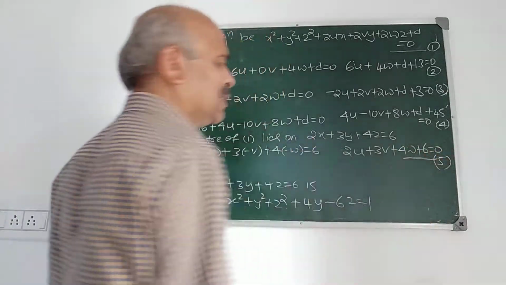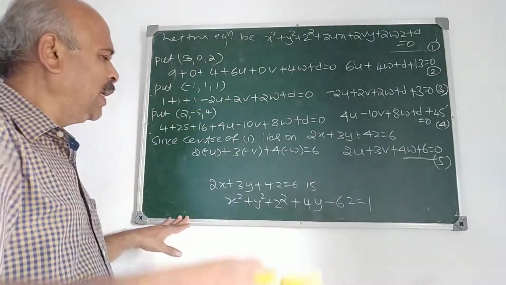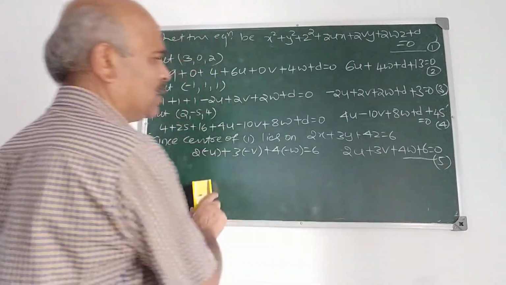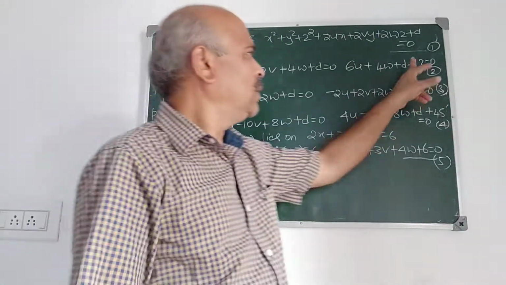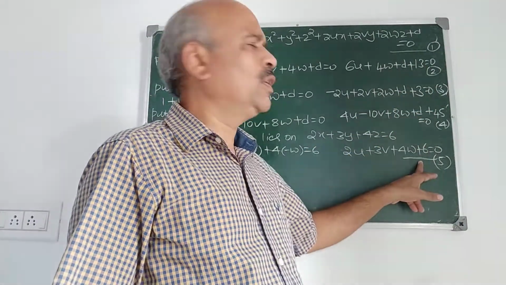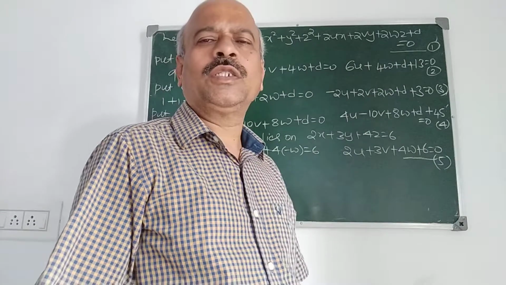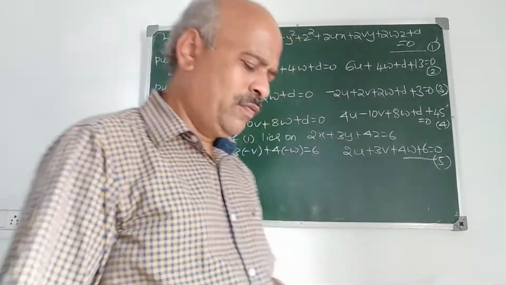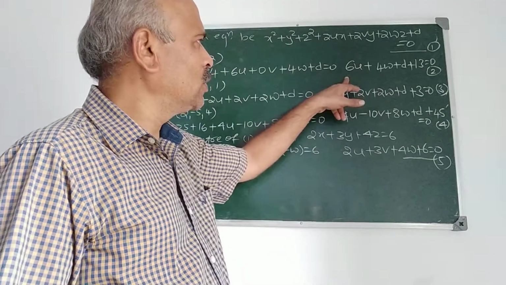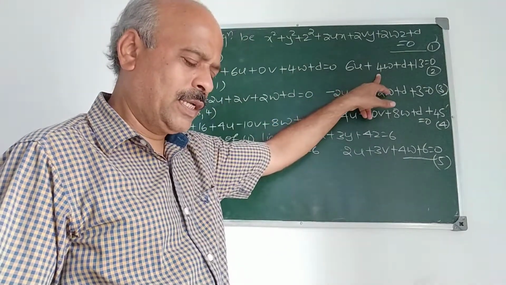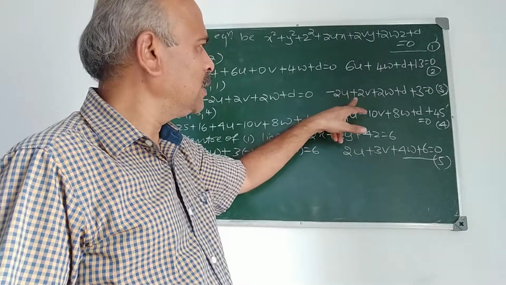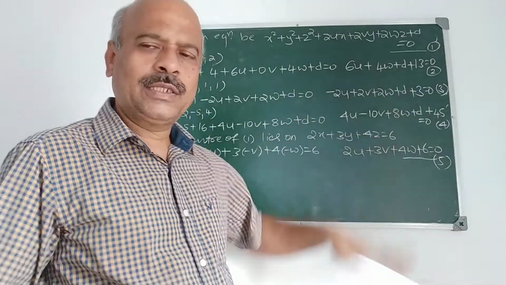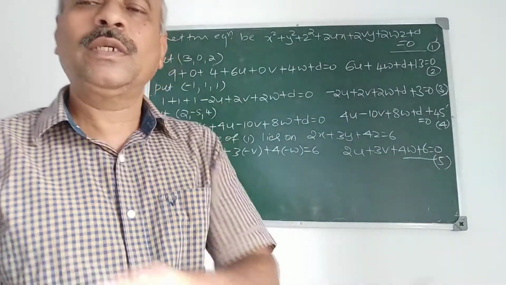Transposing, this is 5. Now we have these 4 equations: 2, 3, 4, 5 are the 4 equations. From these 4 equations, we have to find out u, v, w and d. Let me verify the equations. What is 2? 6u, 4w plus d is 13. Minus 2u plus 2v plus 2w plus d plus 3 is 0, and so on. These are the equations.